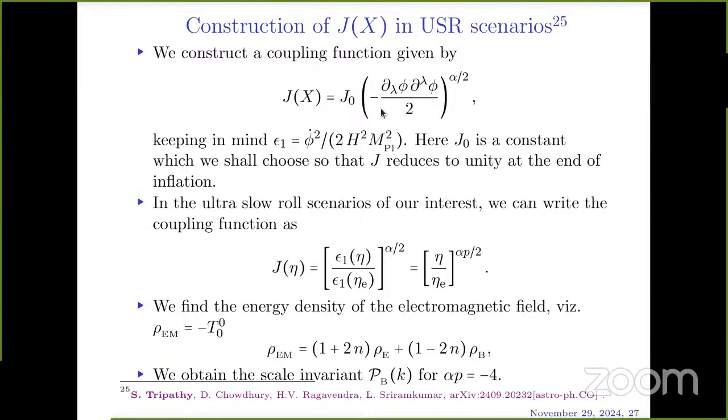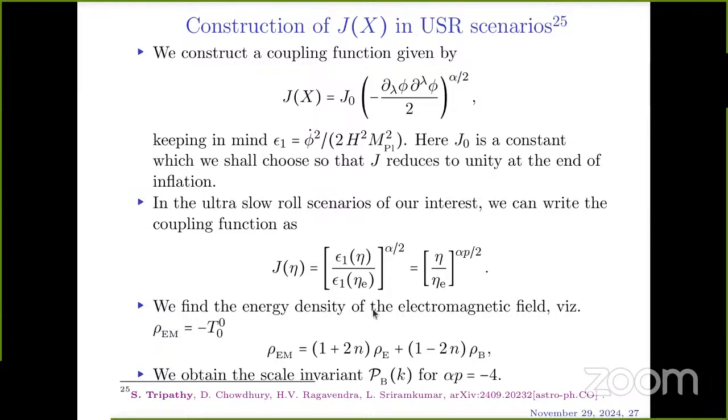We cannot directly just put epsilon 1 here. We need to understand the evolution of the field. Which is why we have constructed a coupling function in this manner, which ultimately behaves as eta to the power alpha p by 2, where alpha is the power of epsilon 1. This is our choice of coupling function, which comes from this particular behavior.